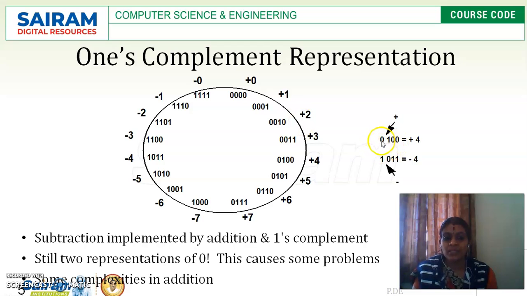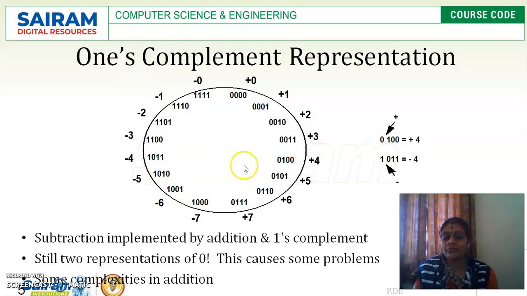For example, see 0100. This is for plus 4. Plus 4 means here the sign bit will be 0, and for negative number representation, the sign bit will be 1, right? And see this, the ones are replaced with the zeros, and the zeros are replaced with 1. Okay, so this kind of representation is called a ones complement representation.